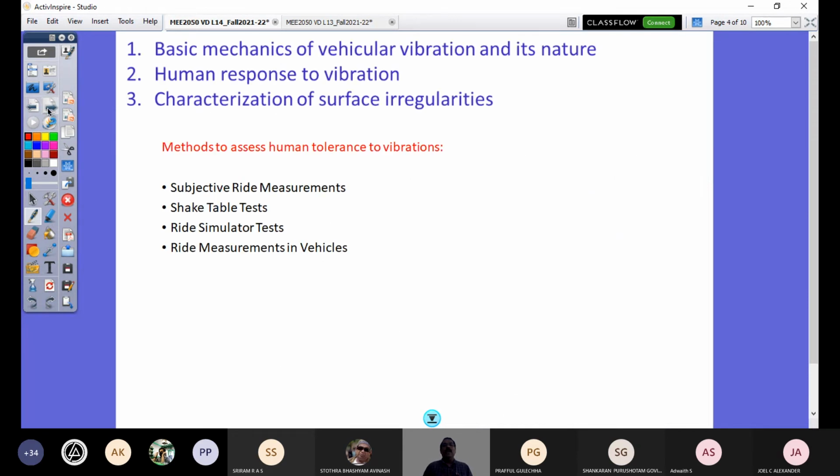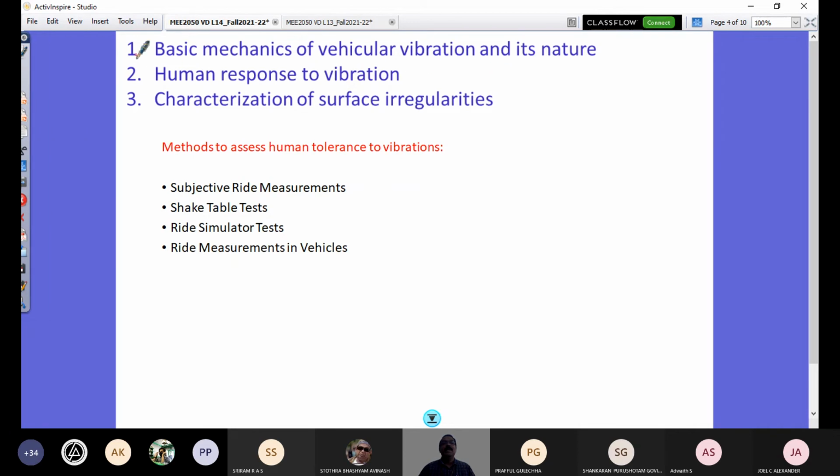Now we have done the first part, the basic mechanics of vehicular vibration and its nature, which is over. What we have done are two models: one is the quarter car model, another is the pitch and bounce model. And we have done those two under deterministic conditions. We have given an excitation which is only harmonic excitation. We studied the natural vibration, free vibration, and the quarter car model with harmonic excitation, and for the pitch and bounce model we have just looked at its natural behavior alone. So this is sufficient for our course at undergraduate level.